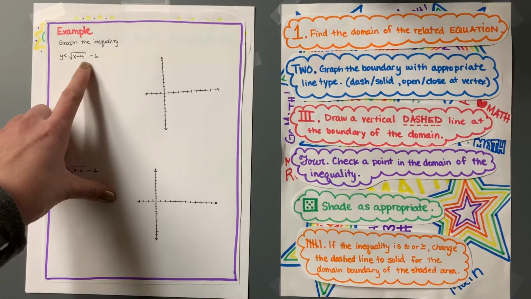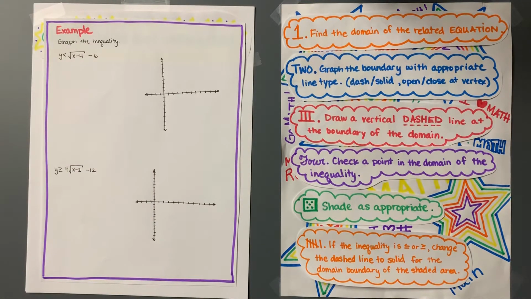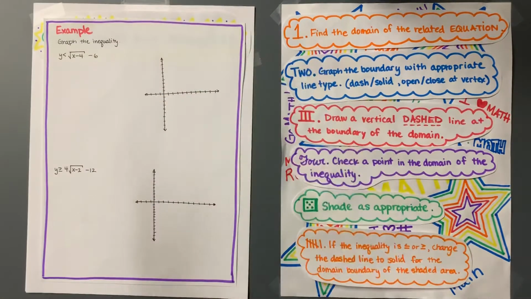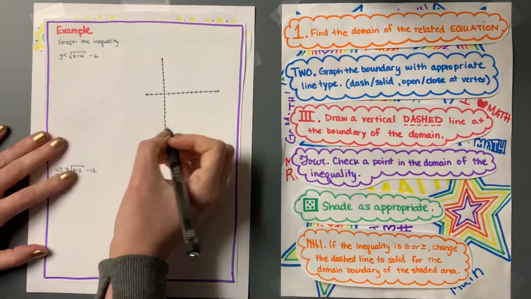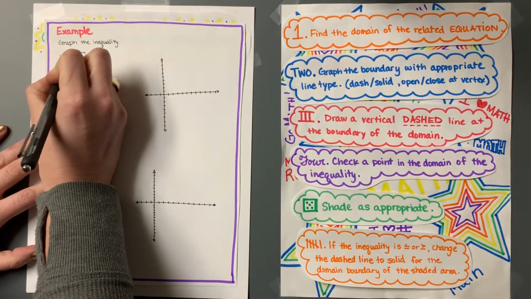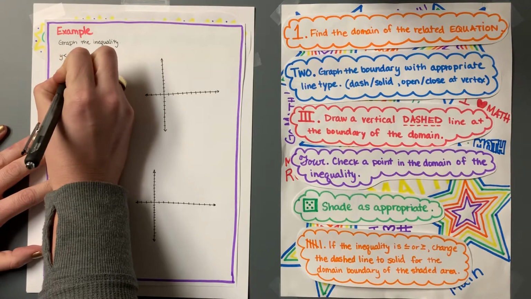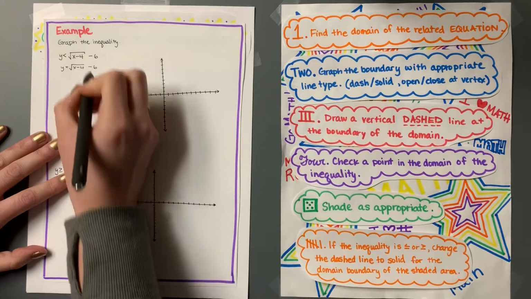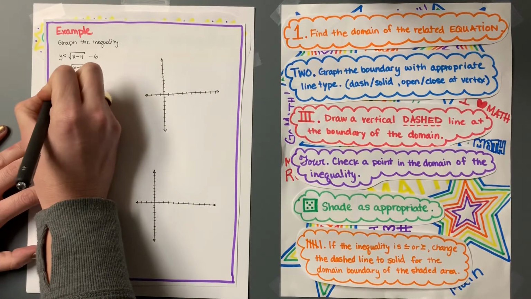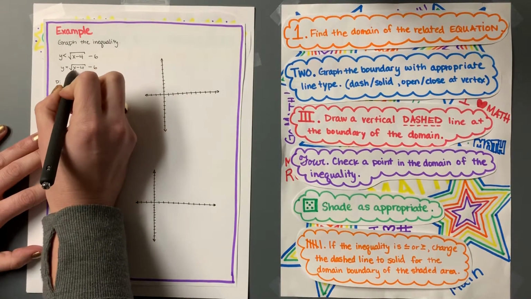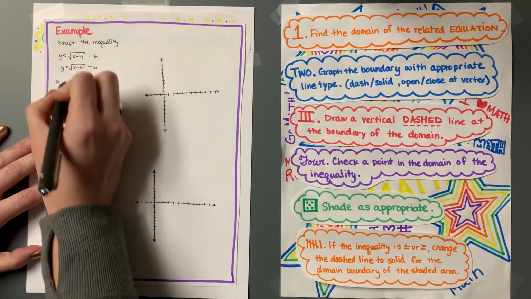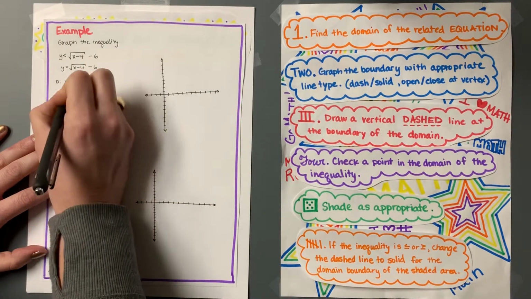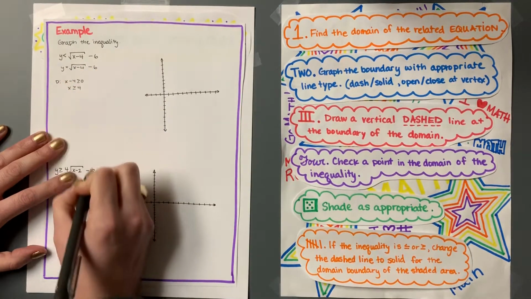So our first example is y is less than the square root of x minus 4, minus 6. So our first thing is to find the domain of the related equation, and the second one is to graph the boundary. So I'm going to start by finding the related equation. So this is y equals the square root of x minus 4, minus 6. The domain of this function comes from the fact that we can't put a negative number under the square root. So x minus 4 needs to be greater than or equal to 0. So x needs to be greater than or equal to 4.